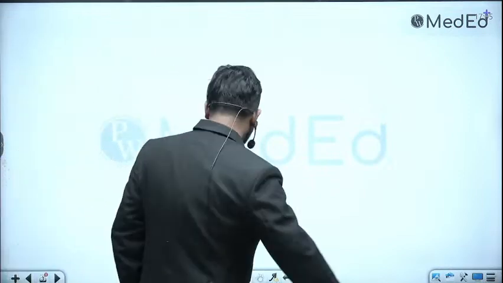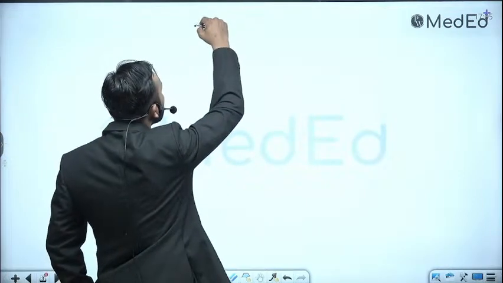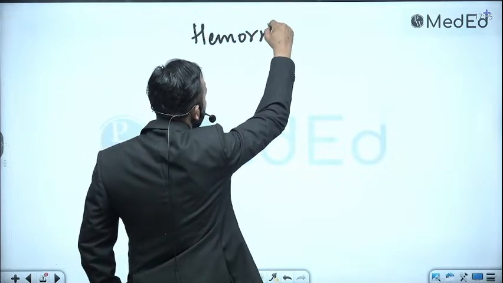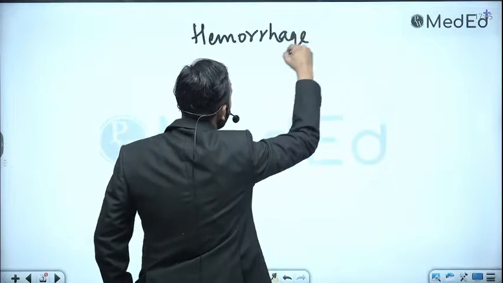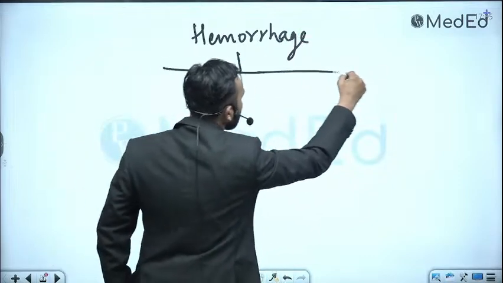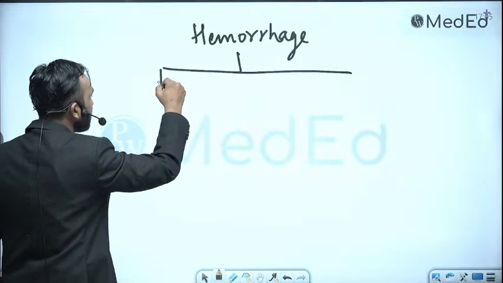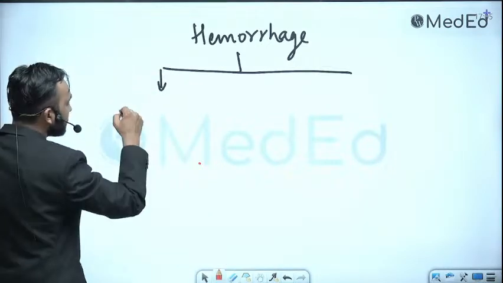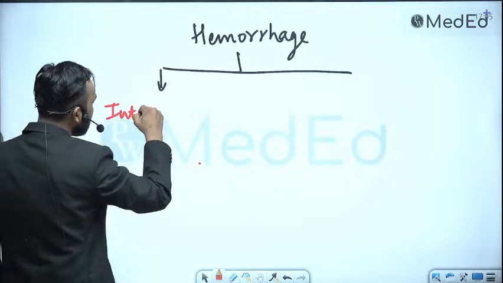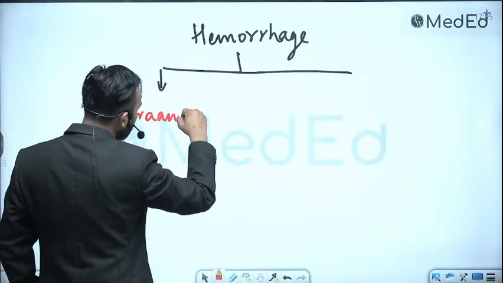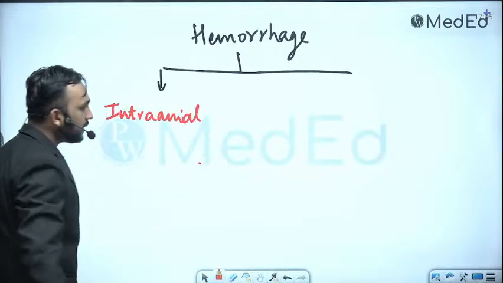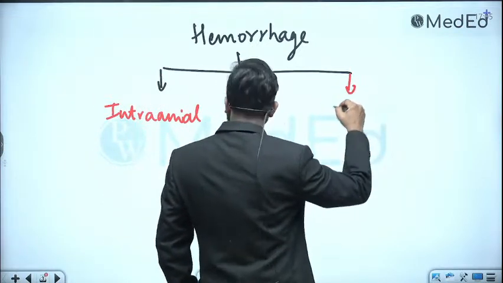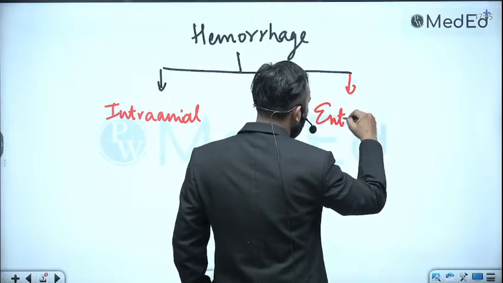So guys, if we talk about hemorrhage, okay? So hemorrhage can be of two types, right? It can be intraaxial. What does intraaxial mean? Intraaxial means that it is within the brain tissue. And the second, it can be extraaxial.